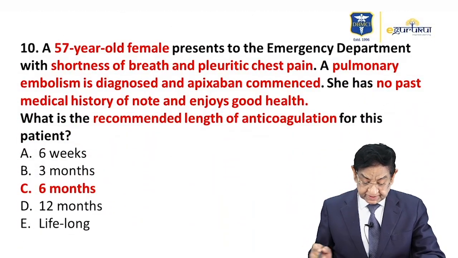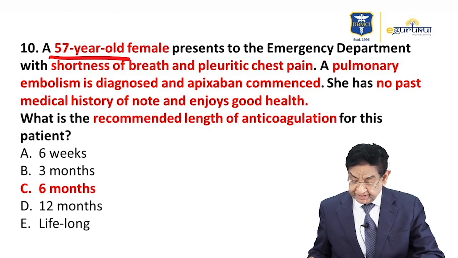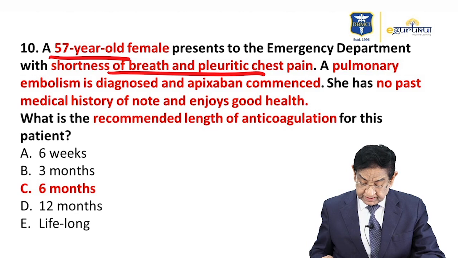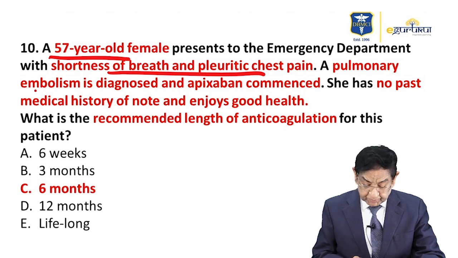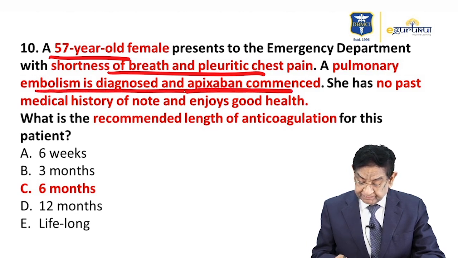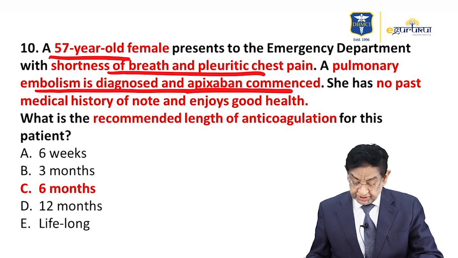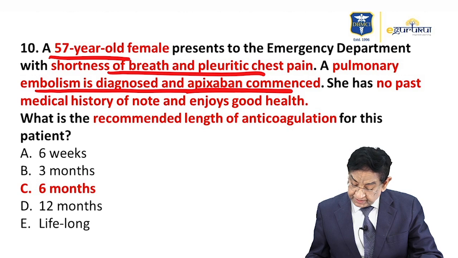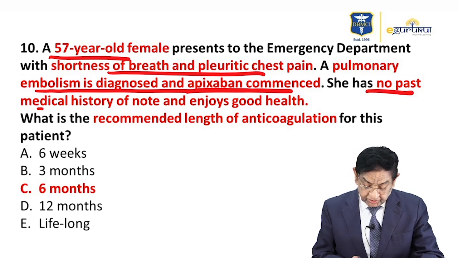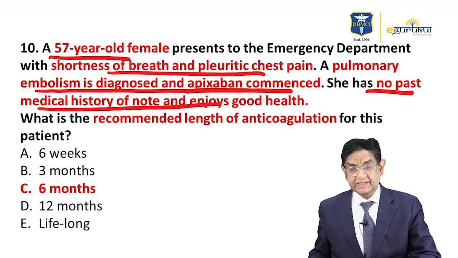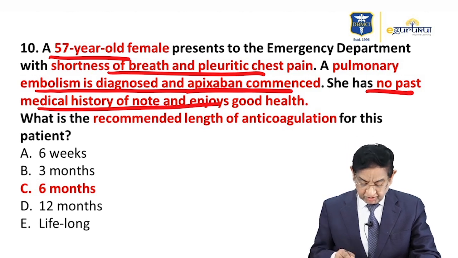Question 10: a 57-year-old lady, shortness of breath, and she has been diagnosed with pulmonary embolism, and we started with apixaban. For how long do you have to give it? No past history of medical illness. So now it is a case of what? It's a case of unprovoked pulmonary embolism. What treatment? For how long?